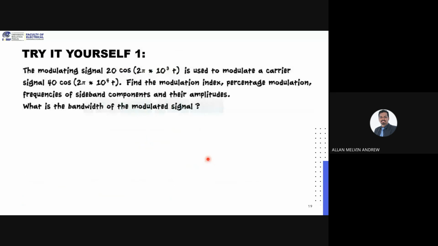Okay, so I give you two questions. You try first, try it yourself. The modulating signal 20 cos 2 pi times 10 to the power of 3 t is used to modulate a carrier signal 40 cos 2 pi times 10 to the power of 4 t. Find the modulation index, like how we saw earlier, mu, the percentage of modulation, and the frequencies of the sideband components. We have the upper sideband and lower sideband, and you need to find their amplitudes and the bandwidth.